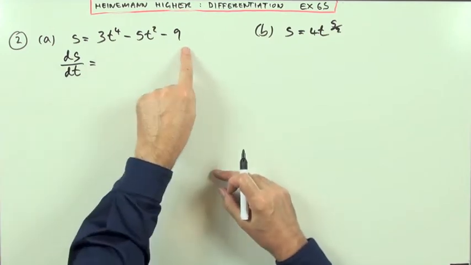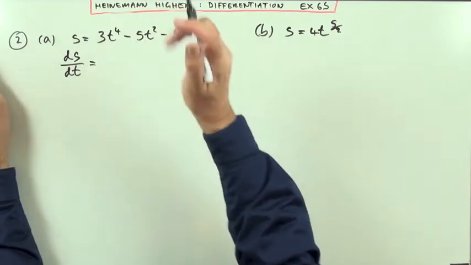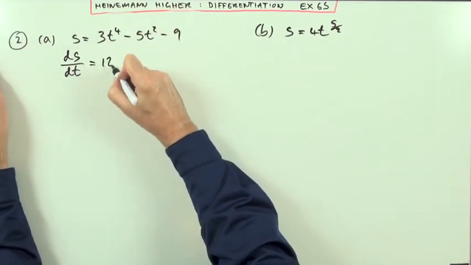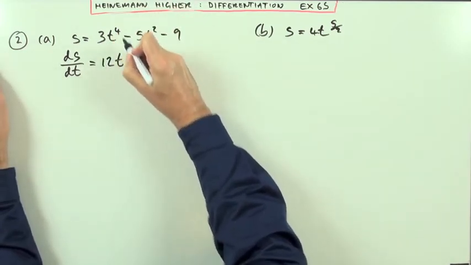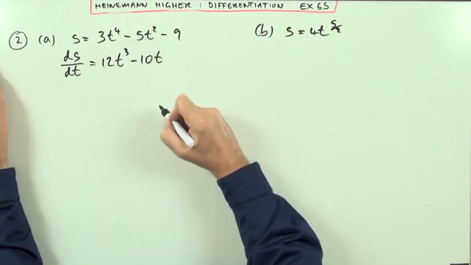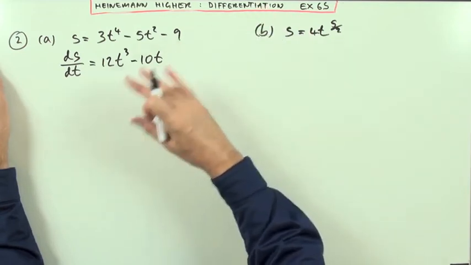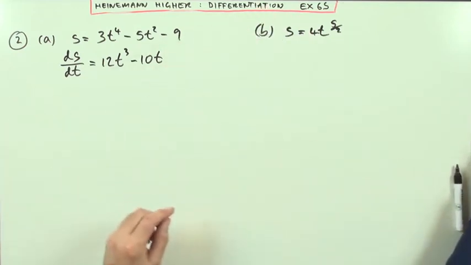And conveniently, everything's perfect, separate terms, power shown, t's on top, the variable's on top, so it's just multiply by the power, 4 3s are 12, take 1 off the power 3, multiply by the power, 2 5s are 10, take 1 off the power 1, don't need to show it, constant term, doesn't change, no derivative, forget it. That's it done.